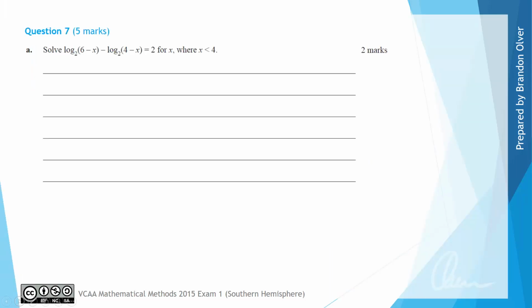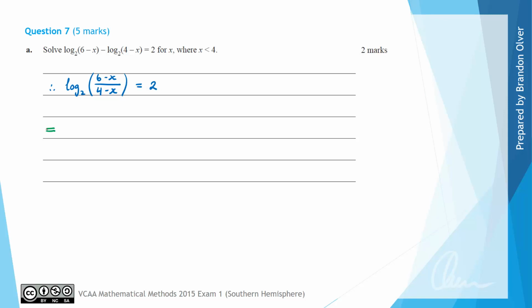So for part A of question 7 we're asked to solve log 2 of (6 subtract x) minus log 2 of (4 subtract x) is equal to 2 for the variable x, where x is less than 4. We have a log law that says if we have the same bases, and in this case we have the same base of 2, and we subtract 2 logarithms, we can divide the arguments inside them. So therefore we can have log 2 of (6 subtract x) divided by (4 subtract x) is equal to 2.